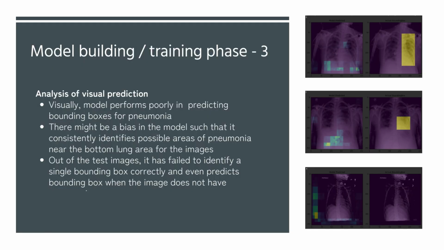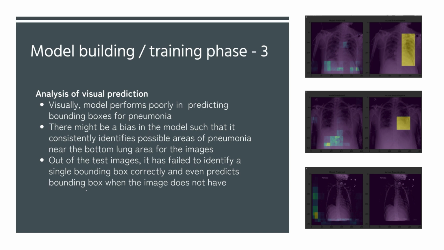Next, we can visually inspect the bounding box predictions by the model using the 5 test images I have set aside earlier. Below are 3 sample images of the 5 test images. The image on the left has the bounding box predicted by the model, while the image on the right has the actual target bounding box.